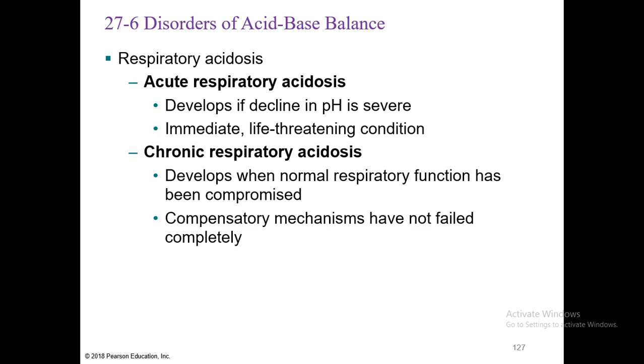Then we have some different things, acute versus chronic here. So acute develops when the decline in pH is severe. It's immediate, life-threatening. Chronic respiratory acidosis develops as the respiratory function is compromised due to some larger failure with the lungs, such as with emphysema.